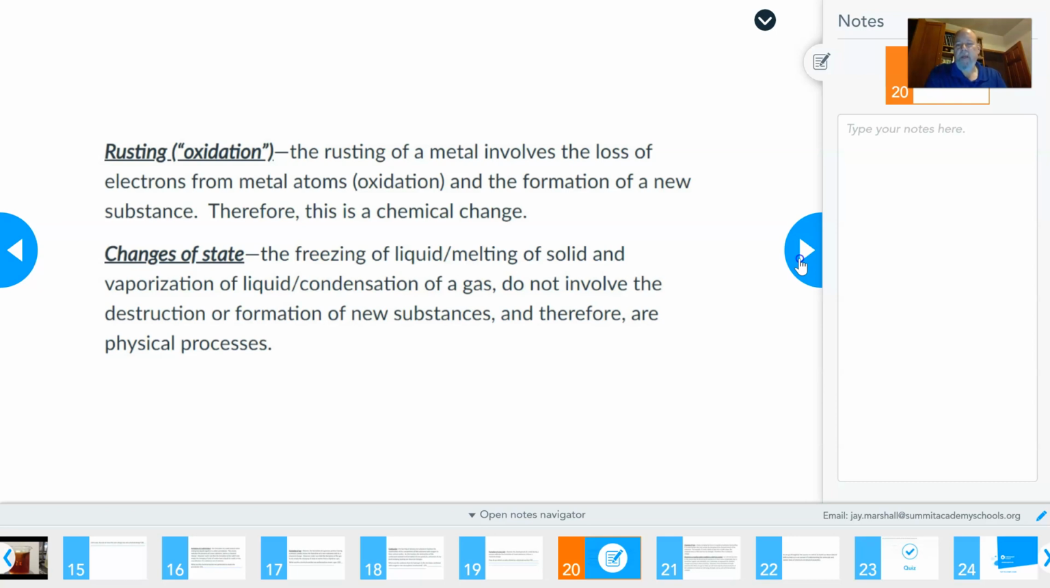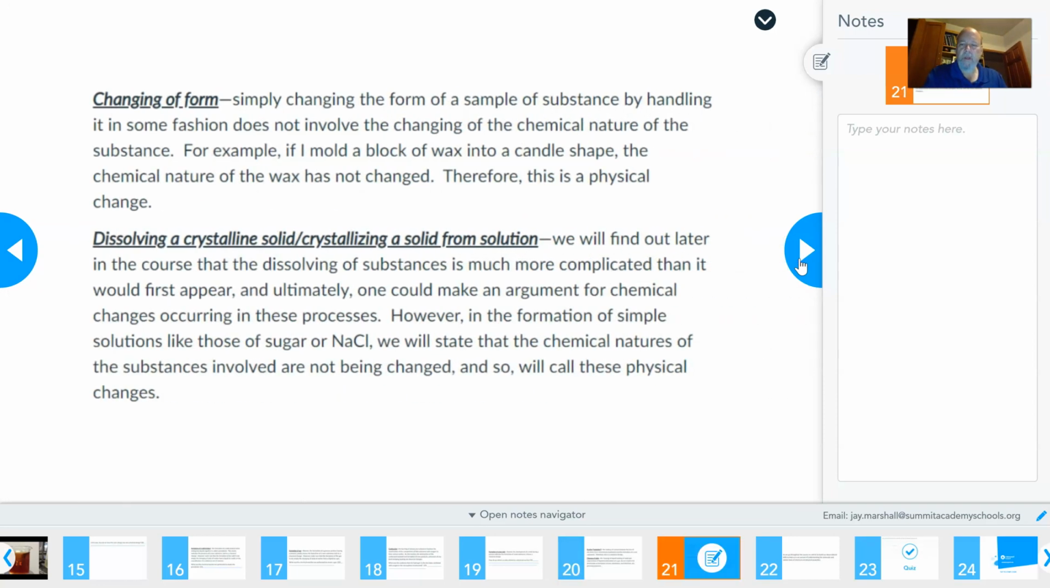And then we have some physical changes that we're aware of. Changes of state, the freezing of liquid, melting of solid, and vaporization to form a gas do not involve the destruction or formation of new substances, and so therefore are physical processes.